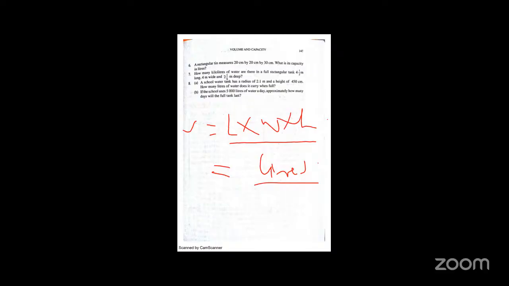Since this one is a cylindrical container, you use the formula pi r squared h. But remember, in this case, you have been given the radius in meters and the height in centimeters. So you have to make sure that the units are the same. Either you have them both in centimeters, or both of them in meters.